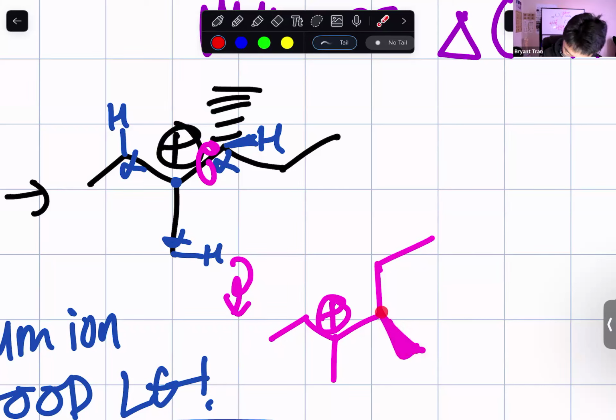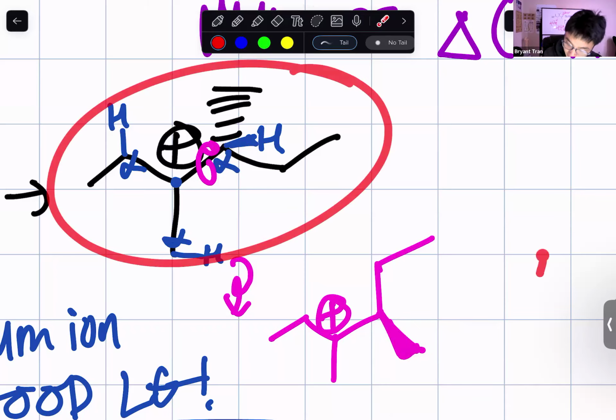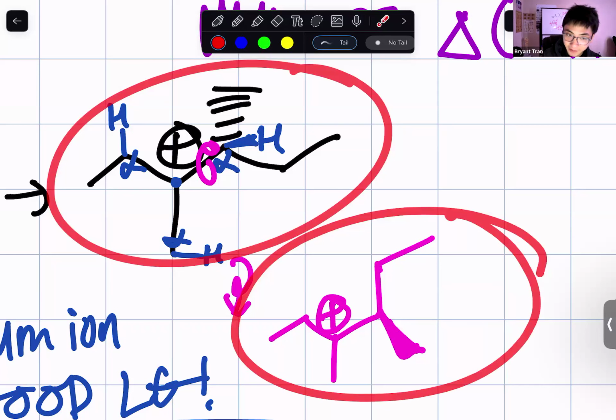If it was a wedge like this right here, it would be, sorry, I mean identical. Change that to dashed. If it was a dash right here, then these would be enantiomers. Right, because there's only one chiral center, and that one chiral center would change, making them enantiomers. But right now, this is identical. This right here is the exact same thing as this molecule.